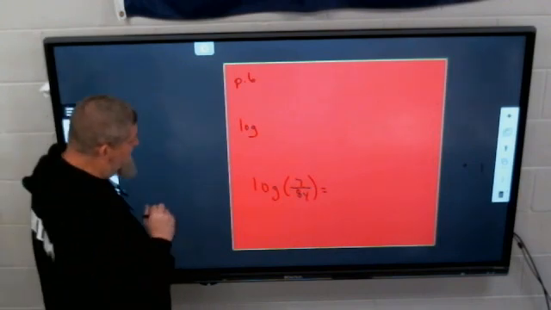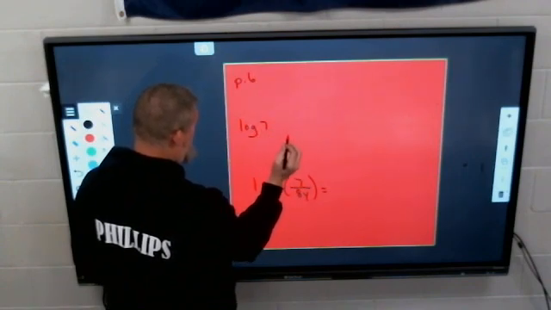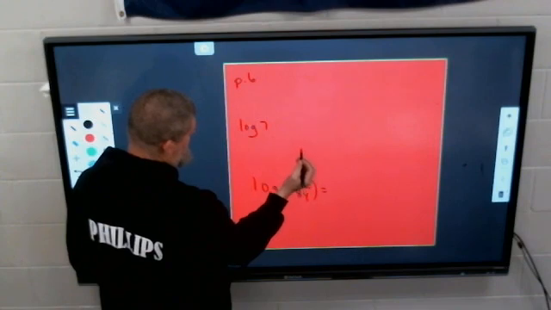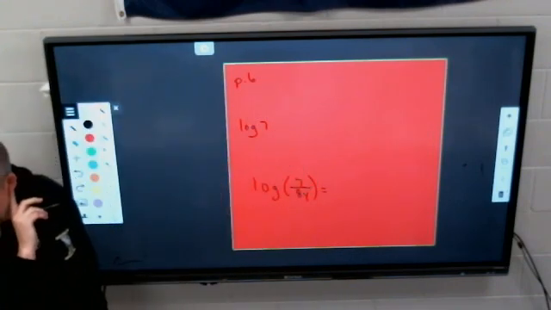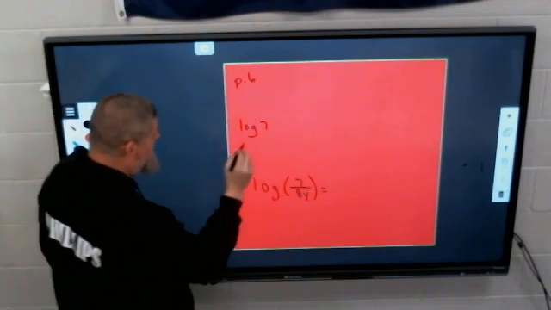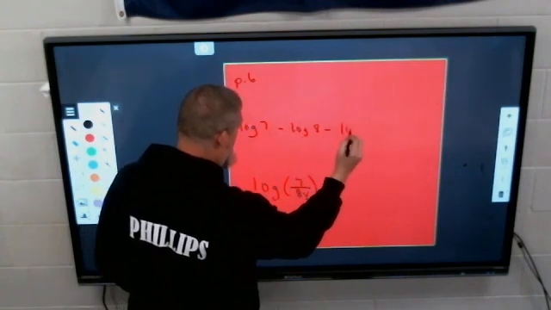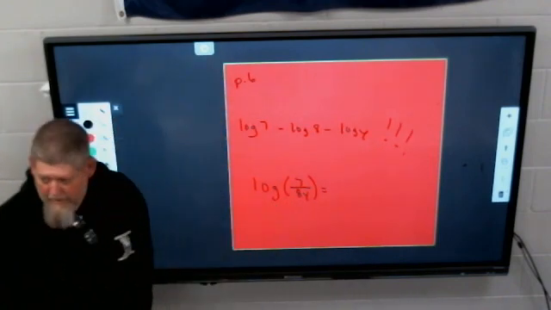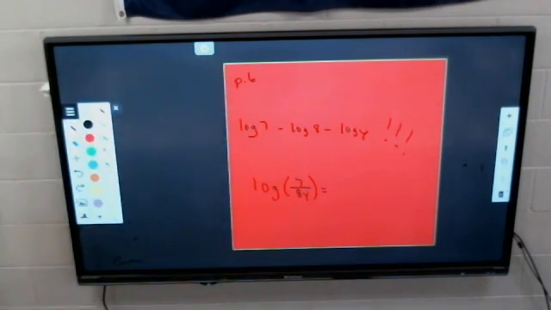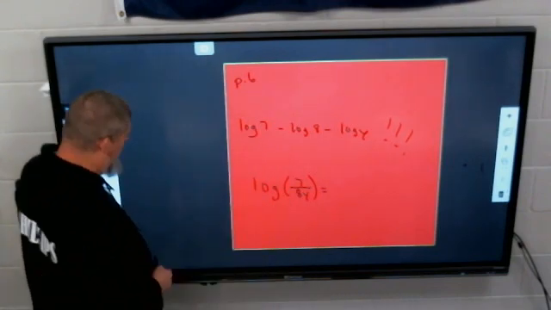Sydney, what's my answer? Log 7, I think we need subtraction. Minus, minus what? Log 8. Minus log y. Perfect. Everything on the denominator becomes minus, numerator stays positive.